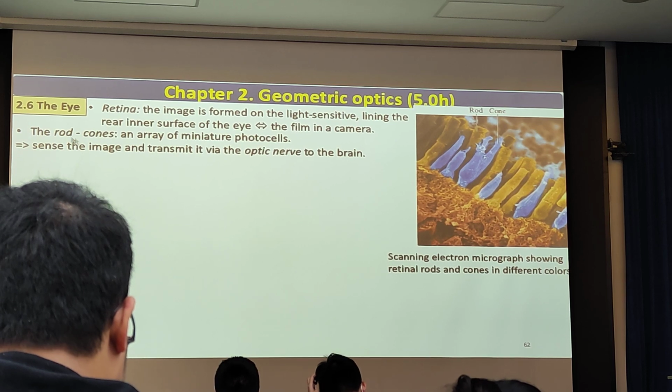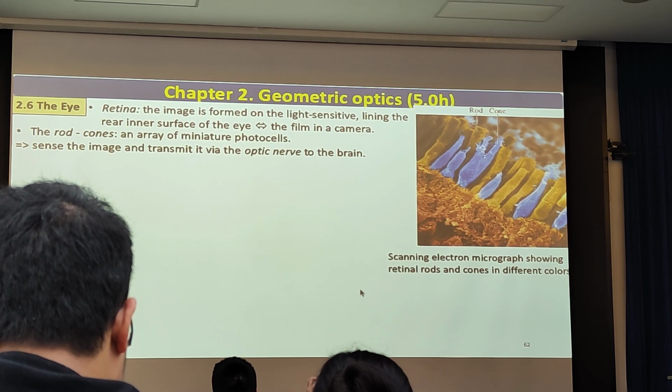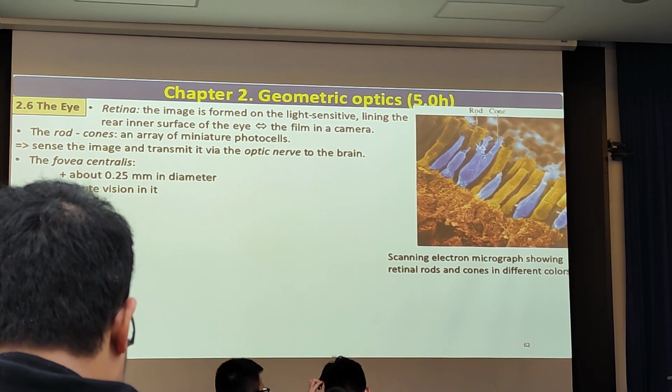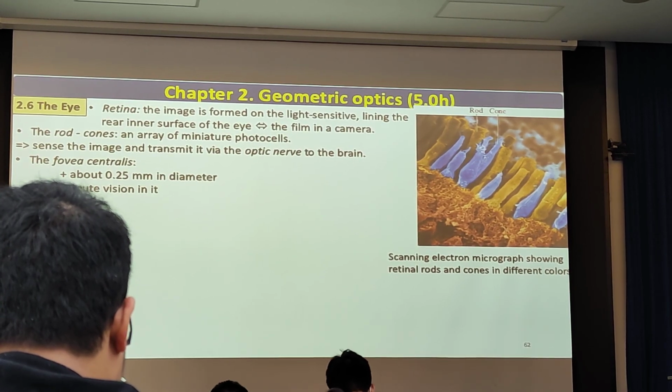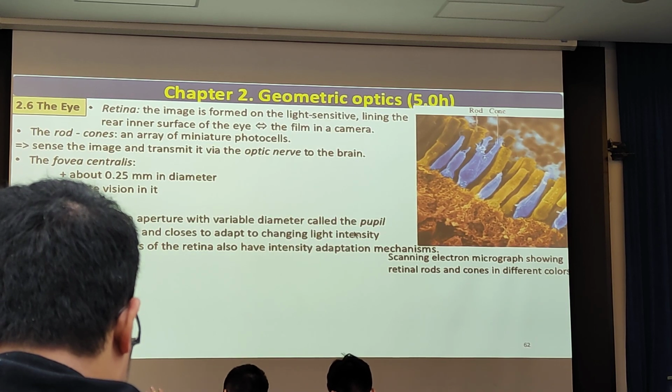And we have two types of receptors, the rods and the cones. You see here the SEM, the scanning electron micrograph, showing retinal rods and cones in different colors, in green and blue here. And then it will send the signal to our brains in order to read the information. And we have the fovea centralis, which is very sensitive, around 0.25 millimeter in diameter. And you have the iris, which contains an aperture with variable diameter called the pupil. And then they can check the pupil in order to see if you are blind as well.